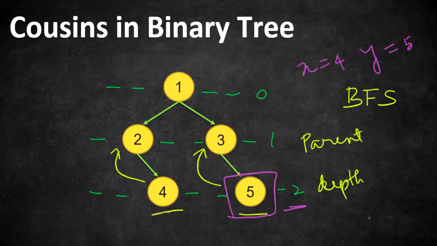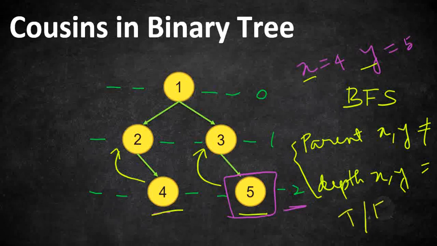So we are going to check both the parent and depth of both x and y. The parent of x and y must not be equal, and the depth of x and y must be equal. By checking these two conditions, we are going to return true or false.